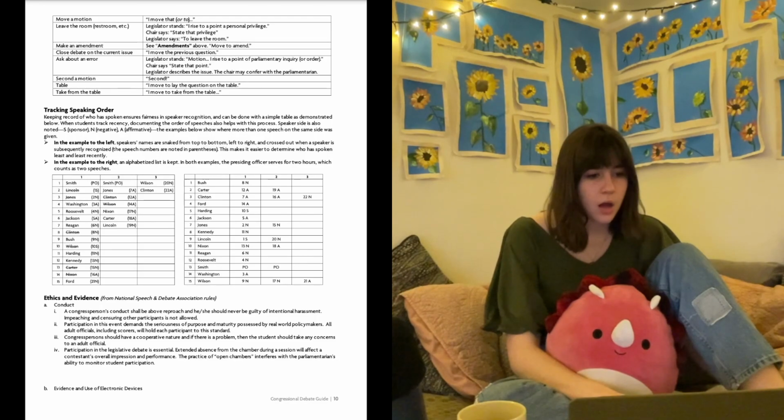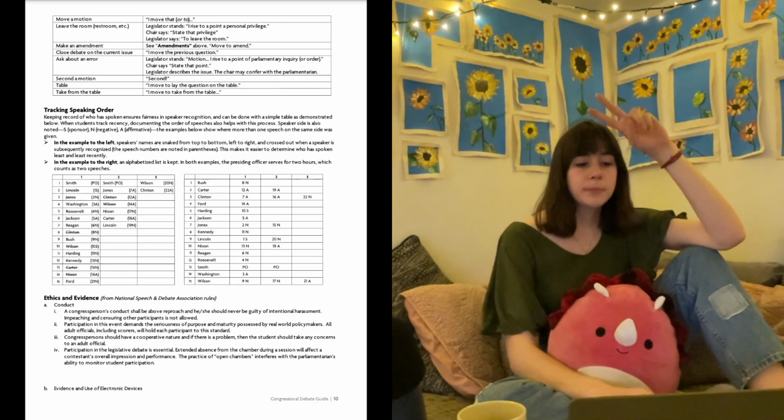If you want to second a motion, which means that you are in favor of the motion passing, then you say second. If you want to table something, we already went through tabling. I move to lay the question on the table. Remember, the question is the piece of legislation. And then to take something from the table, I move to take from the table the legislative item blank, and then list the title.